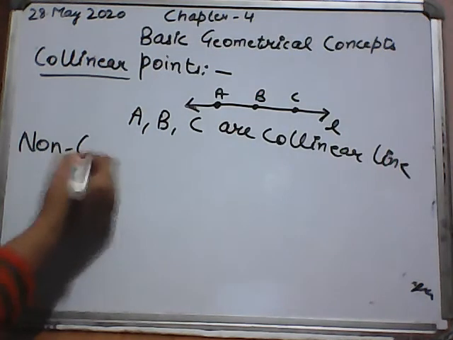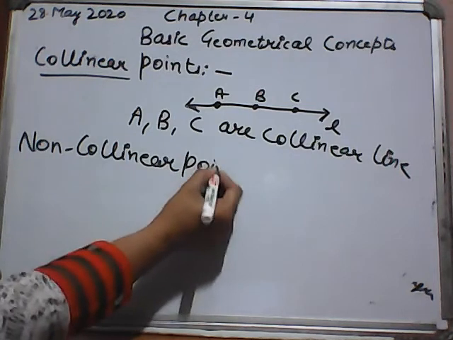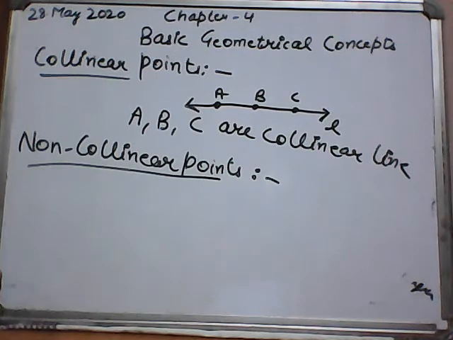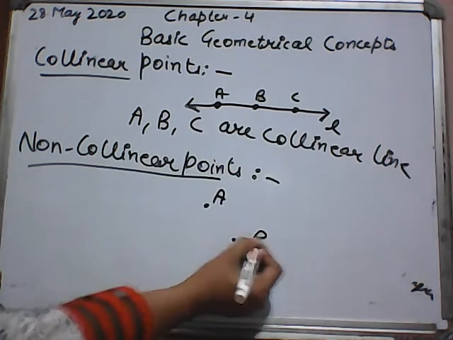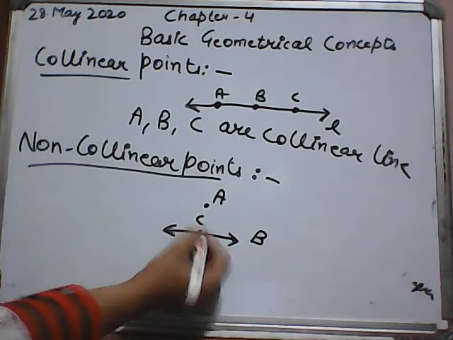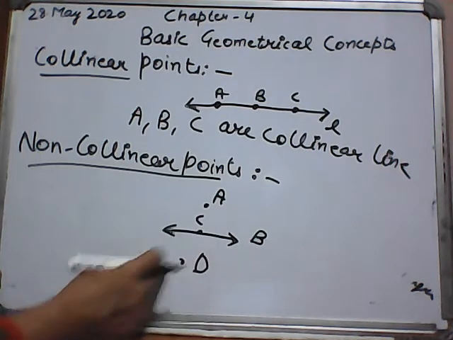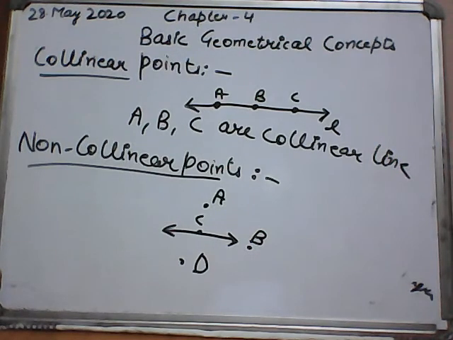Non-collinear points. When points do not lie on the same line, then these points are known as non-collinear points. If we draw here A, B, C, D, then these points A, B, C, D are non-collinear points as they do not lie on the same line.